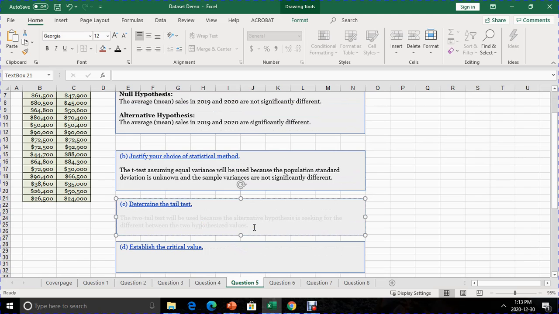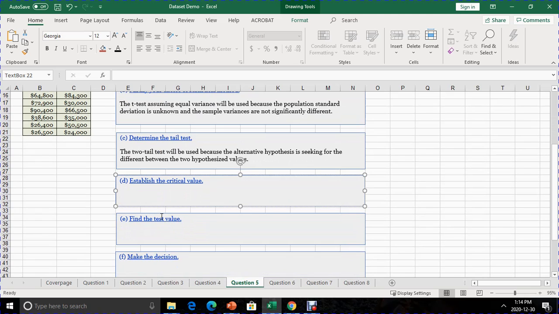Now determine the tail test. To make a determination of the tail test, the two-tail test will be used because the alternative hypothesis is seeking the difference between the two hypothesized values. Because our alternative hypothesis is seeking a difference, the difference could go either way. In that case, we'll be looking at the plus and the minus, or the two-tail test, to come to that decision. So the two-tail test will be used in that regard.